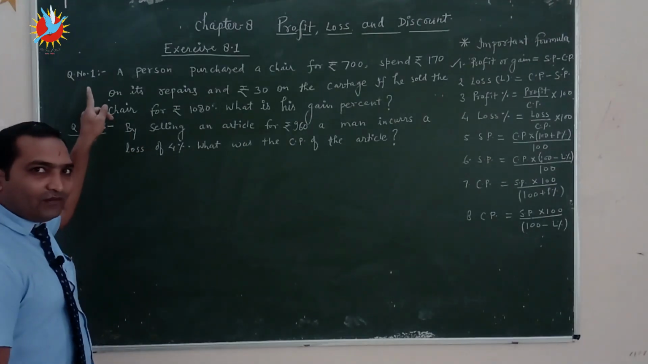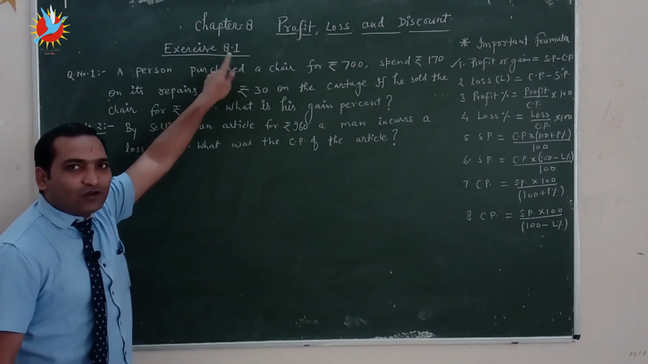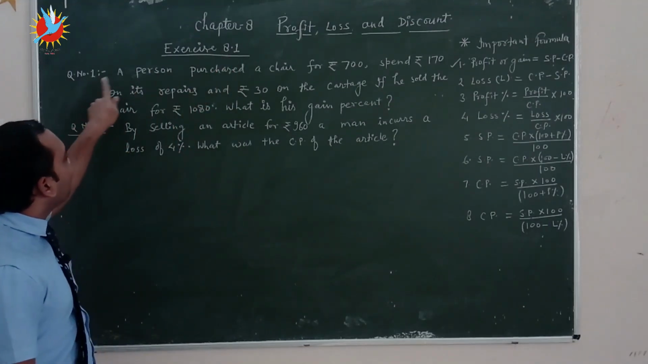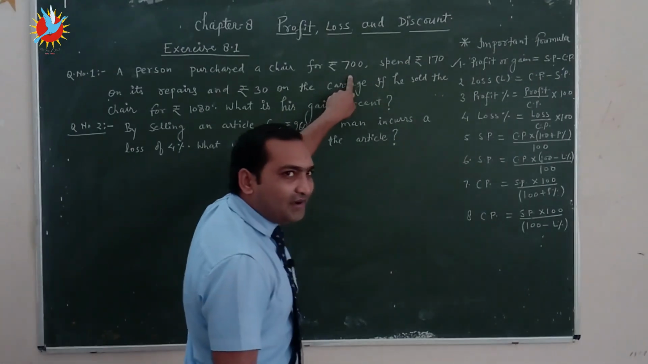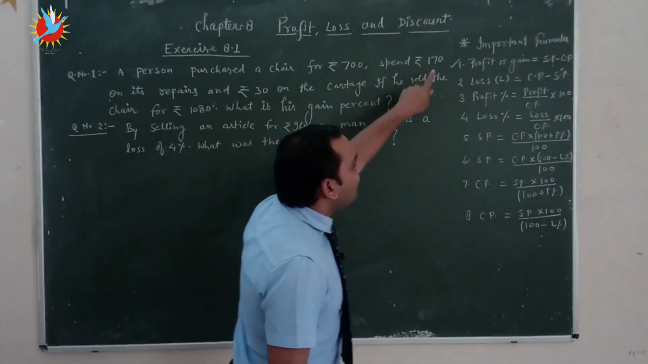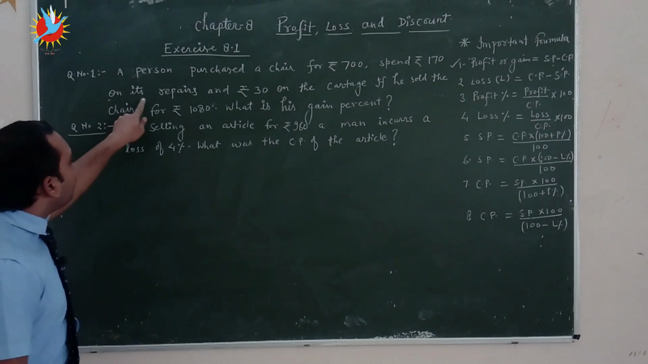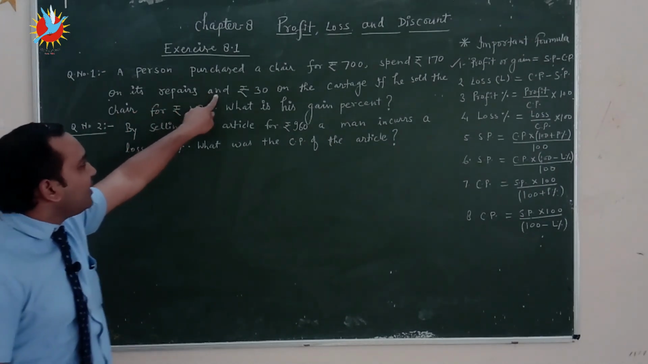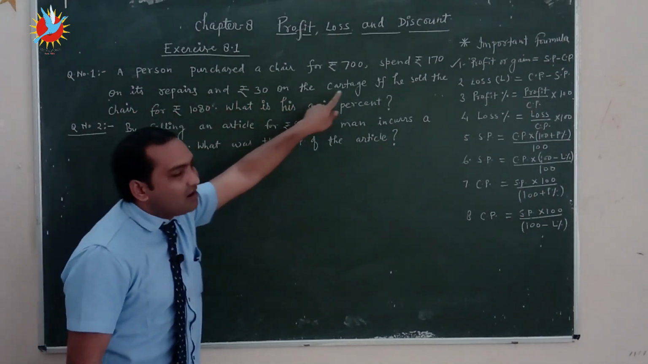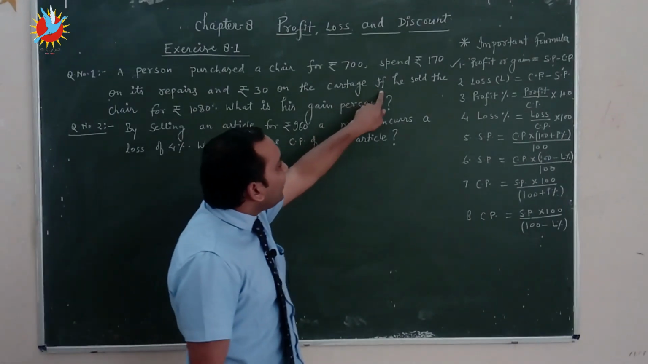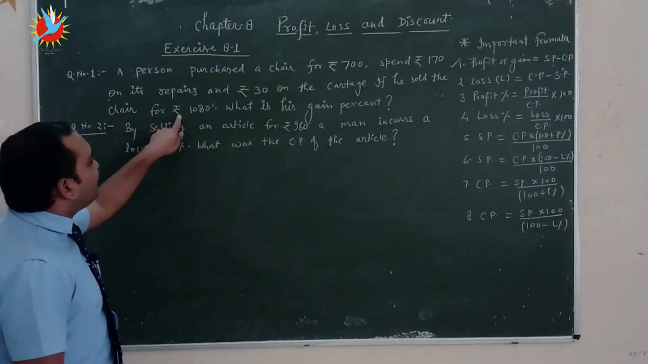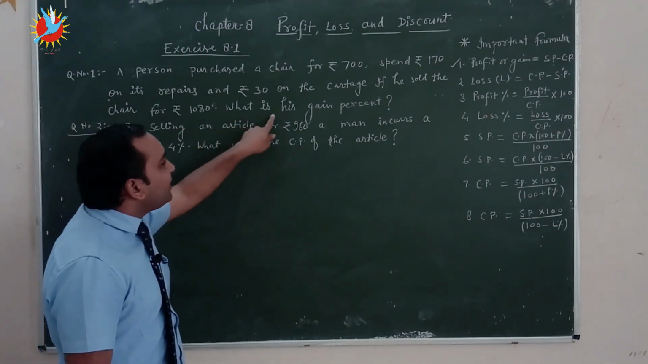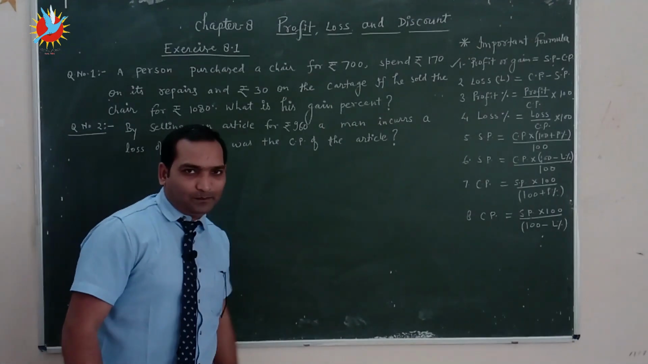So exercise 8.1, first question is: a person purchased a chair for rupees 700, spent rupees 170 on its repairs and rupees 30 on the cartage. If he sold the chair for rupees 1080, what is his gain percent?